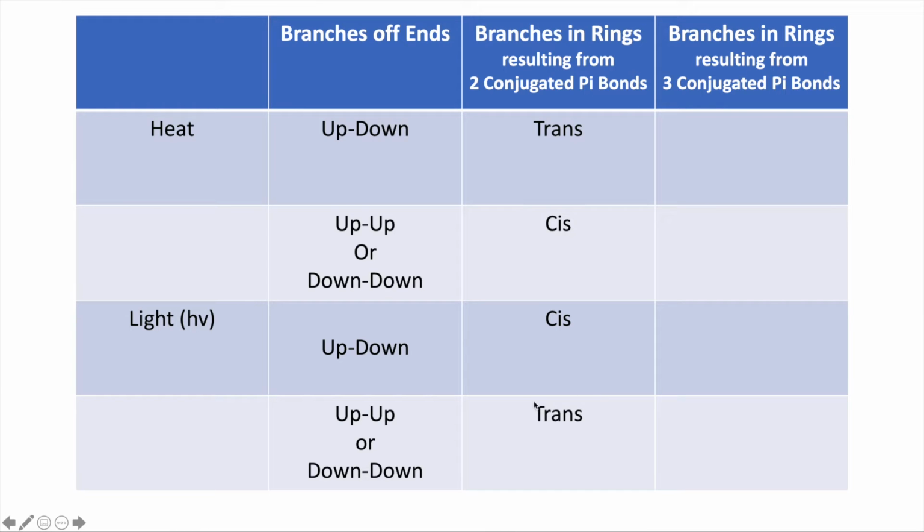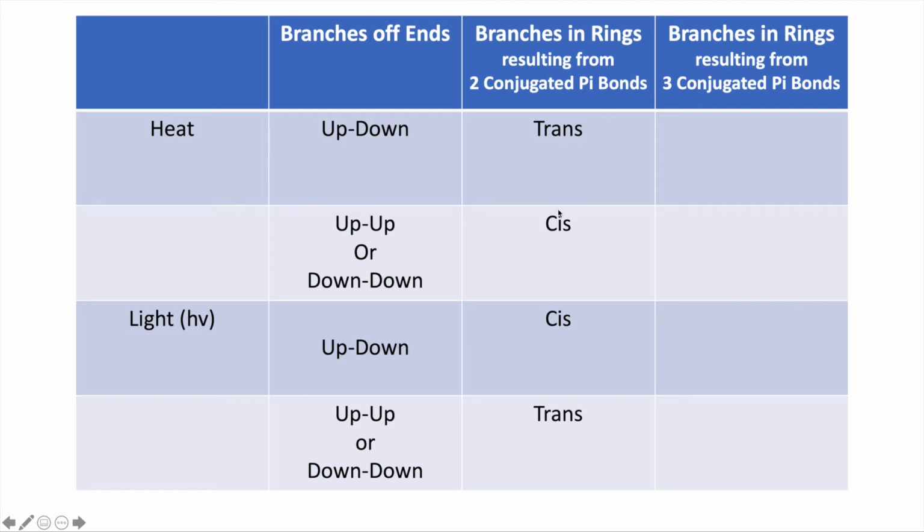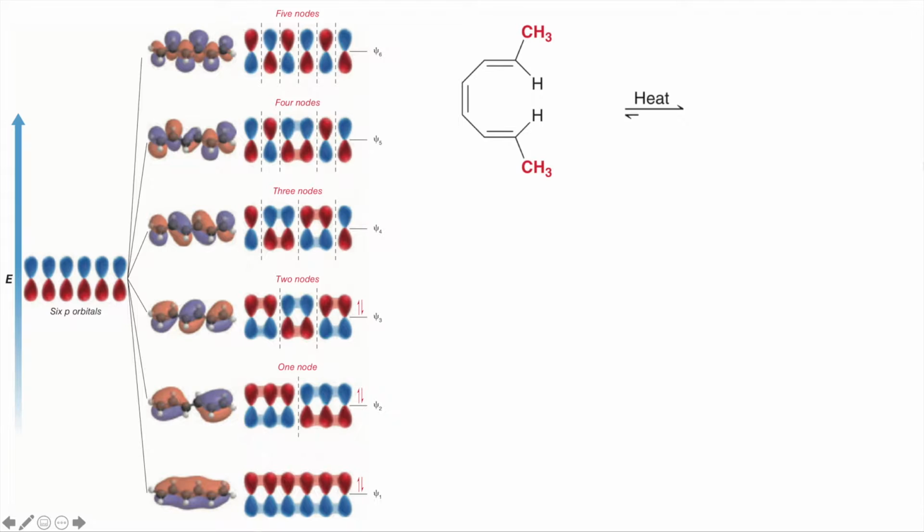And so that's what they're talking about down here. You have two conjugated pi bonds in a system, and the carbons coming off of the ends of it are going in the same direction, either both up or both down. Then in the ring that you form, those branches will be trans. Okay, so much for two conjugated pi bonds. You can see we've thought through all of those. Now let's go on to three conjugated pi bond systems.